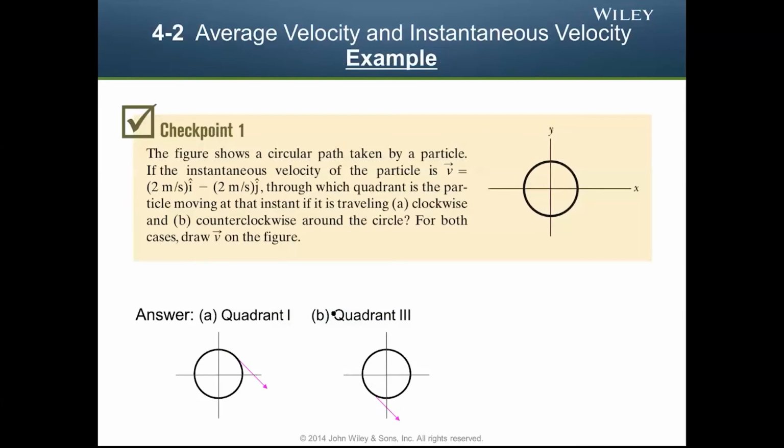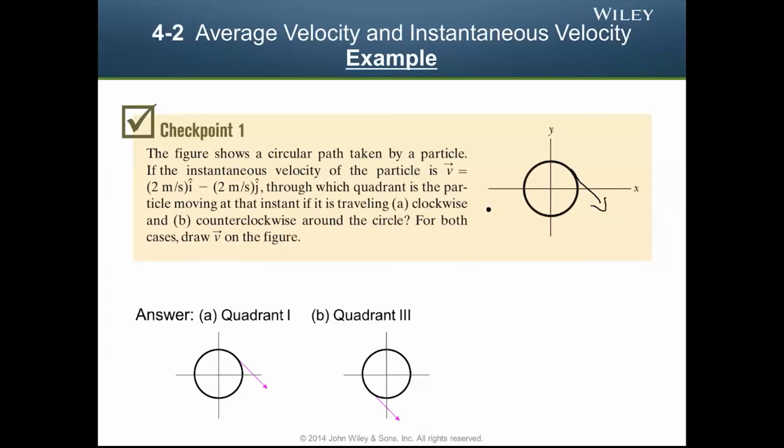Okay, so here's the checkpoint. The figure shows a circular path taken by a particle. The instantaneous velocity is this. Through which coordinate is the particle moving at that instant if it is traveling clockwise? If you go clockwise and you go to 2, that's a positive 2 in the x direction, in this case the i direction as noted here. So it's a positive 2, and then a negative 2 in the j, so that means it's moving downward. So basically it's coming this direction, as indicated by the answer here.